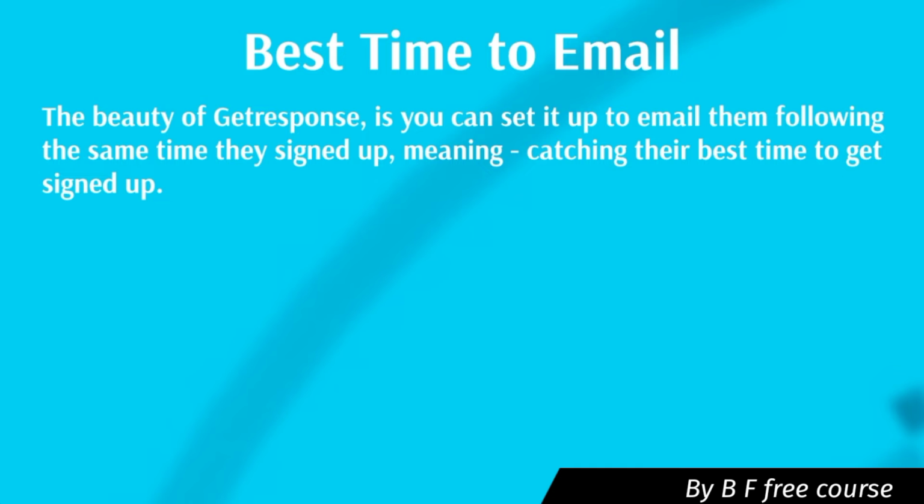Now, the beauty of GetResponse is that you can set it up to email them following the same time that they signed up, meaning you can catch them at the best time. So let's say, for example, that one of your subscribers signed up on Wednesday at 3 p.m. What GetResponse will do is detect that, and you could set that within your autoresponder system and say, okay, email them every day at 3 p.m. or every week on Wednesday, 3 p.m.